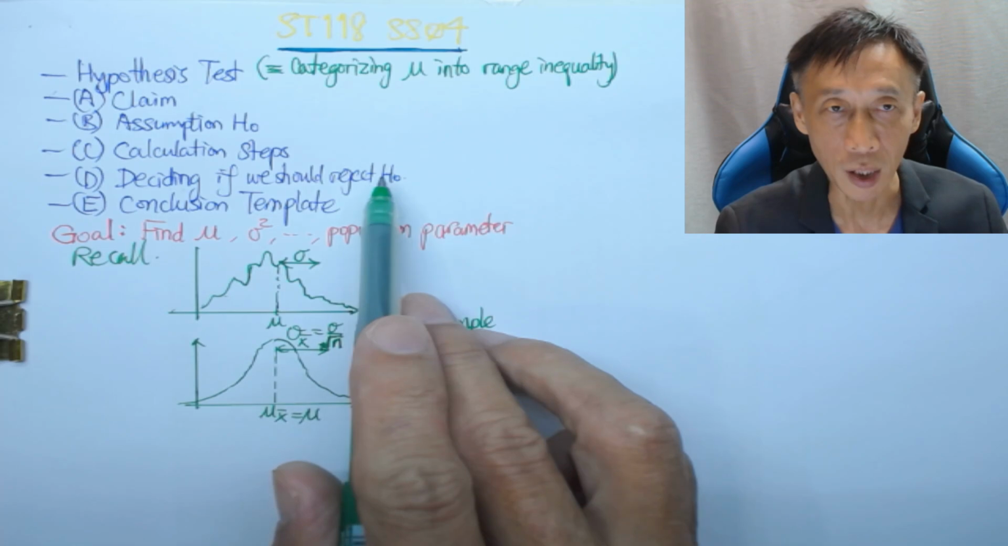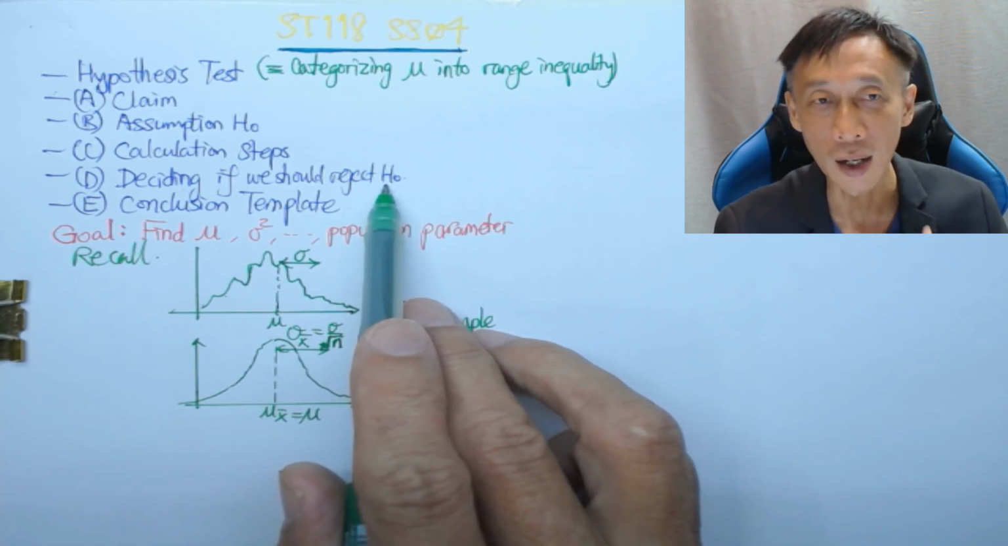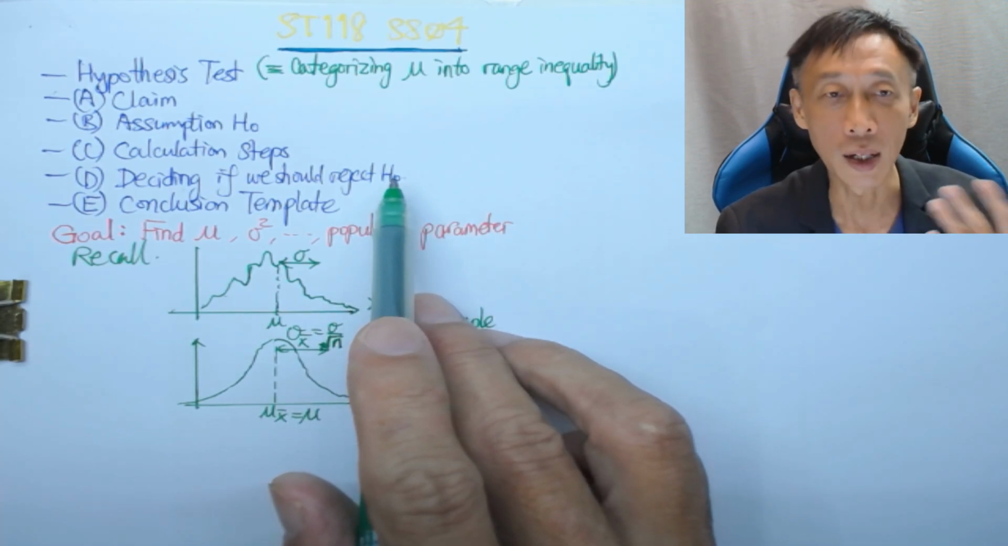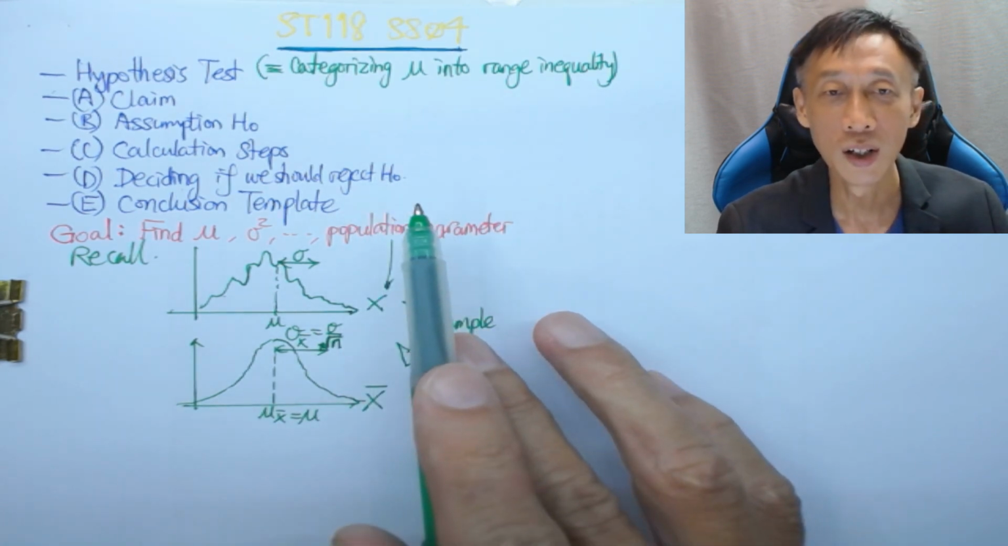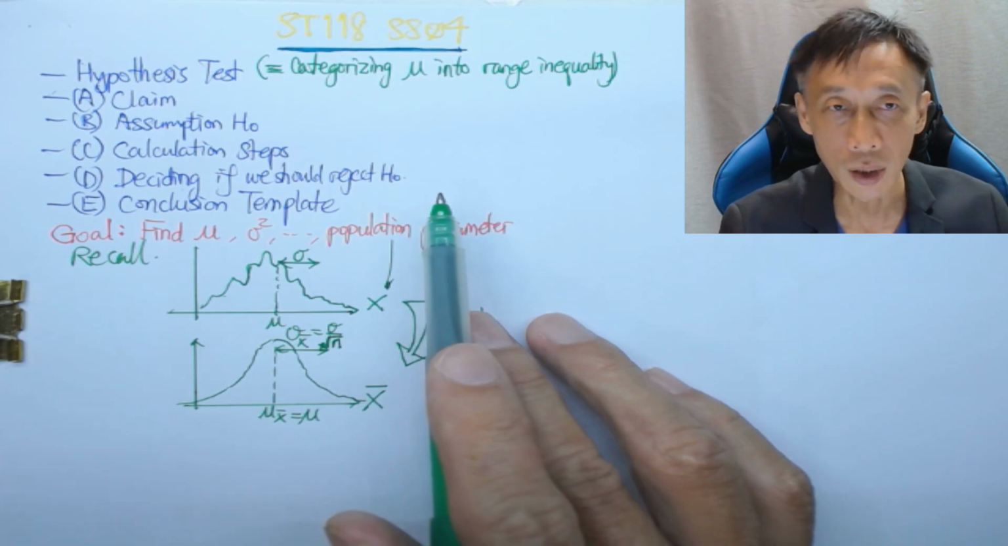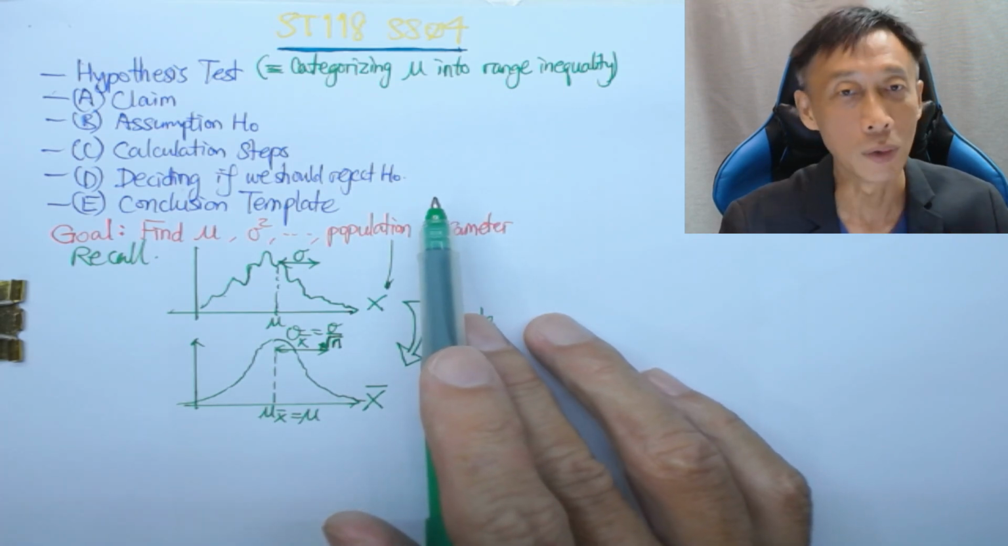Now you begin to see, right? H naught is going to be a statement, I am right, that kind of meaning. I am right versus I am not right. So if we reject H naught, we reject the statement I am right. So the conclusion is I am not right.